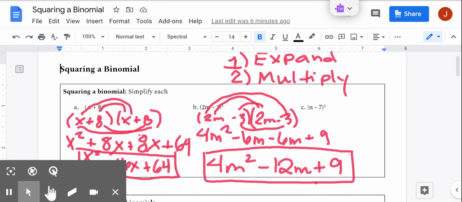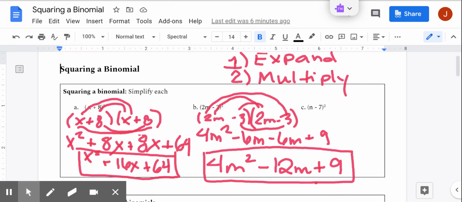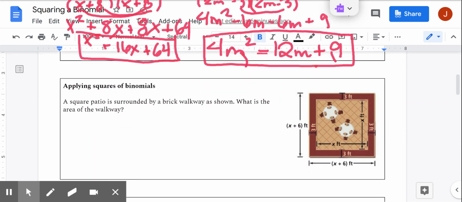I'm going to go ahead and skip that problem. I think you're probably getting the hang of this by now. If you want an extra practice problem, that would be one that you can try on your own.